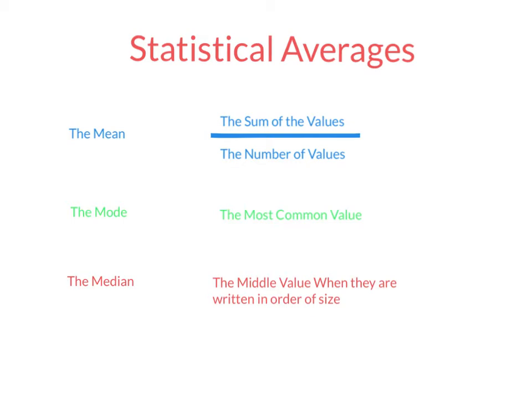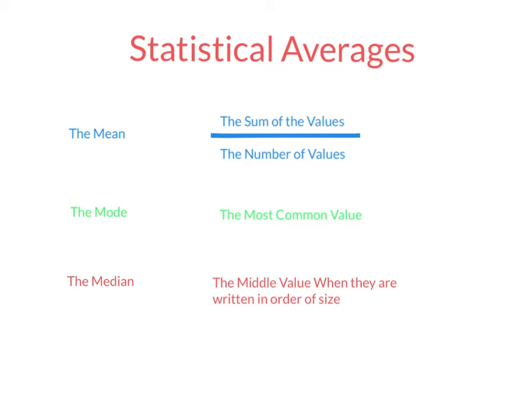Now, a statistical average or an average is a value that we use to typically represent a group of data. One example might be the average number of children in a family, or perhaps one that you might be more familiar with, the class average mark in a test. The three main types of statistical average that we're going to be looking at are the mean, the mode, and the median.